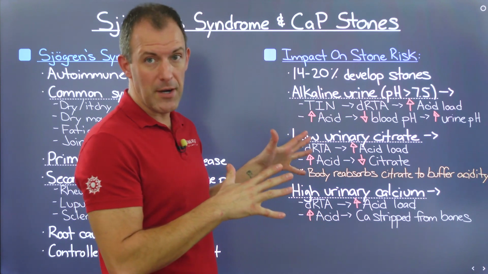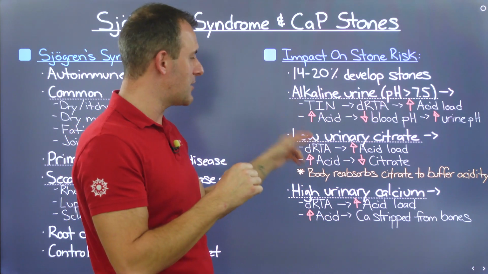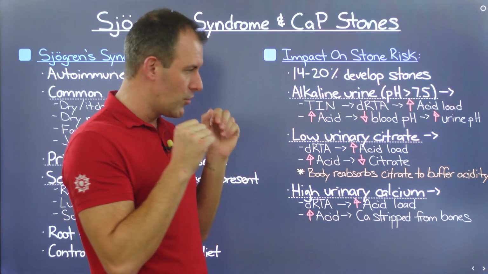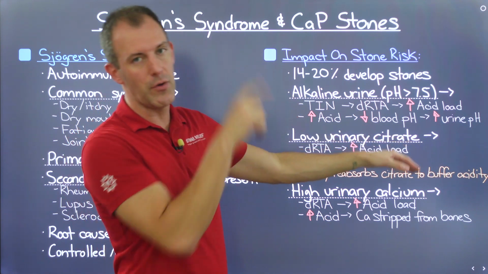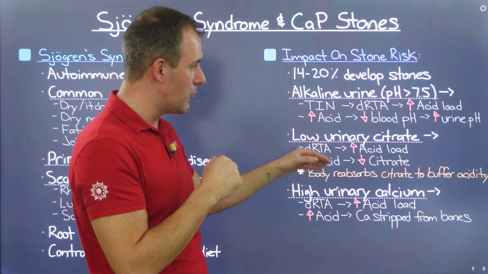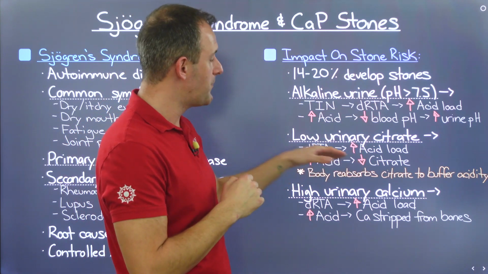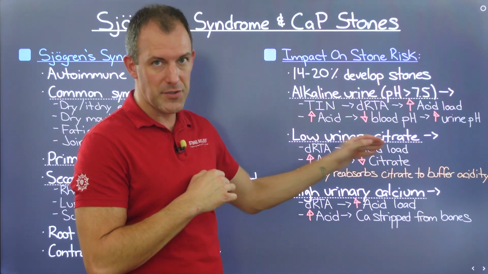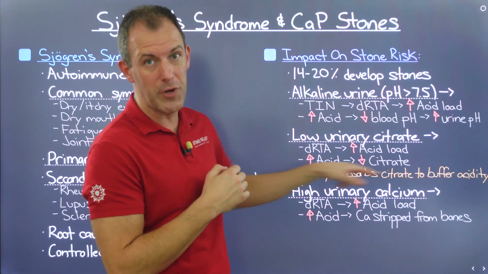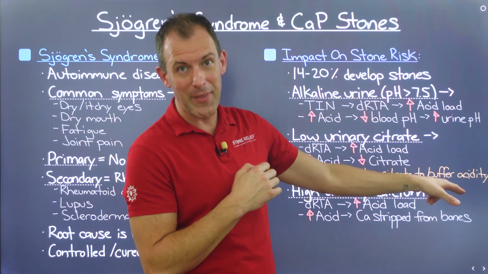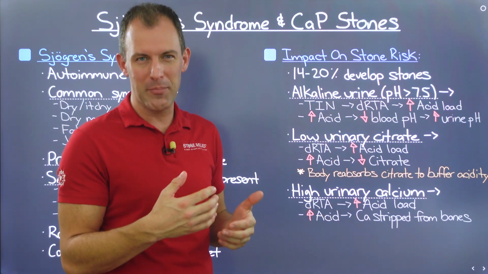Now, what actually happens to cause low urinary citrate? We're going to go back to a couple of common threads here as well. You're going to see distal tubular renal acidosis pop up quite a bit. When you have distal tubular renal acidosis, again, this acid load is going to be increasing. And when you have an increased acid load, not only does blood pH drop and urine pH increase to alkaline, you also have a disruption to the way that your body handles citrate, because when you have distal tubular renal acidosis, the body is going to be triggered to reabsorb this citrate to buffer out that acidity that is being caused by Sjogren syndrome. So this is a vicious cycle that presents itself.